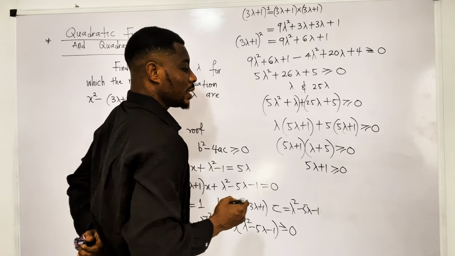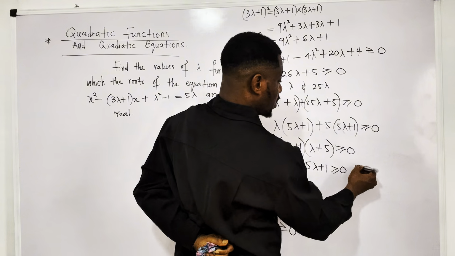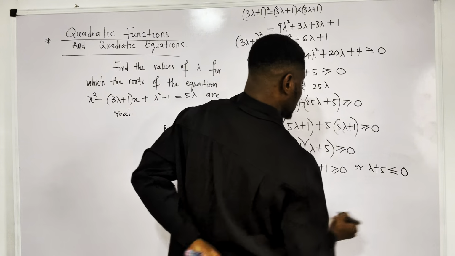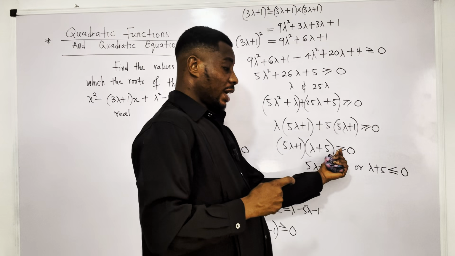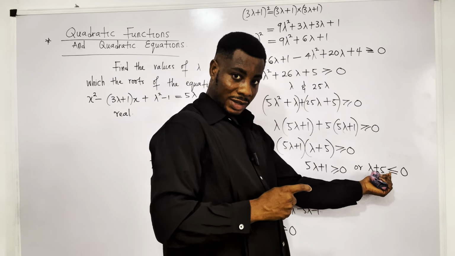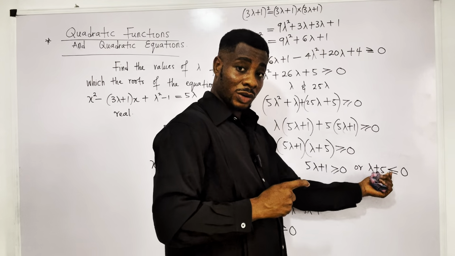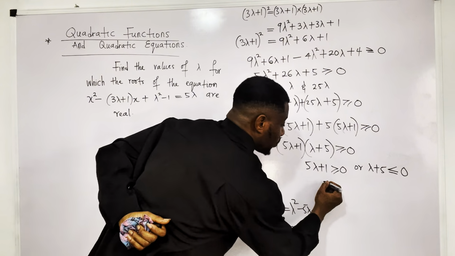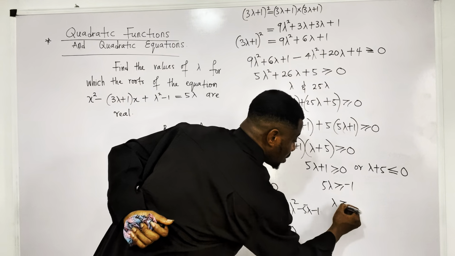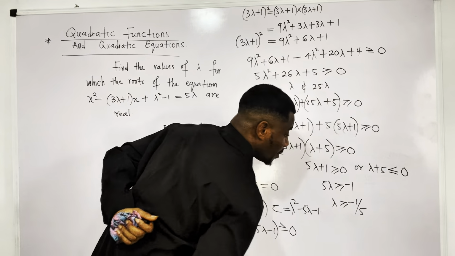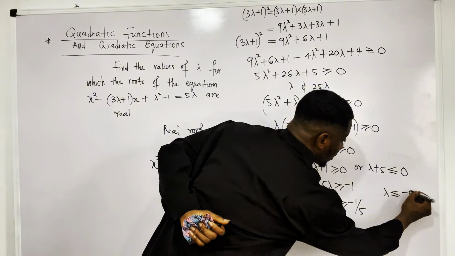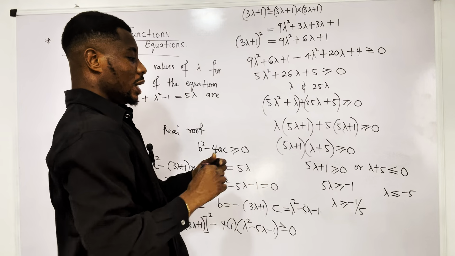Then the other one takes the opposite sign. So the smallest of them took the sign greater than or equal to, while the other one takes the reverse, which is less than or equal to 0. At this point, I can say 5 lambda is greater than or equal to minus 1, so lambda is greater than or equal to minus 1 over 5. Then lambda is less than or equal to minus 5.